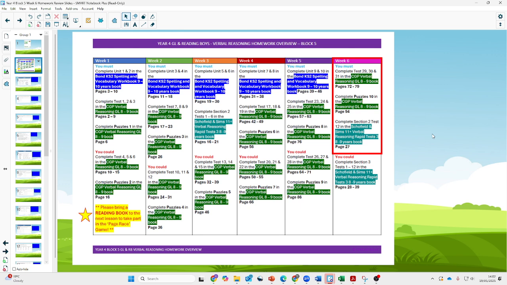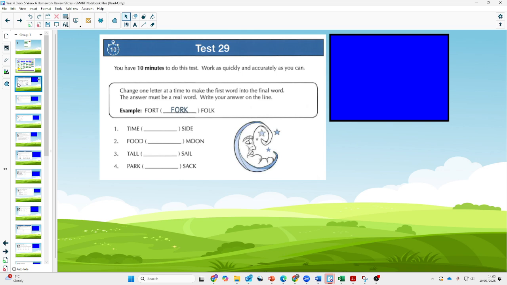and have a look at Section 2, Test 12. So hopefully you've had an opportunity to go through your homework now, and this will enable you to mark it, but also understand how to get to the answers. So let's jump straight in. Let's go to Test 29.